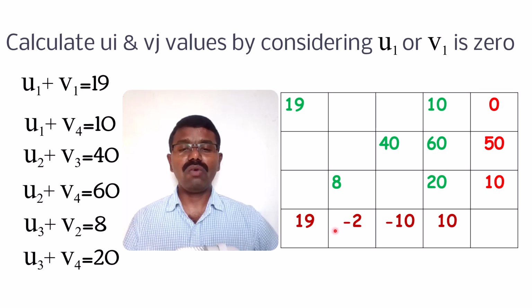Then you want the v3 value. This is the equation for v3. That is u2 plus v3 is equal to 40, and the u2 value is 50. So v3 is equal to 40 minus 50, that becomes minus 10. So this v3 value will become minus 10. So this is how we achieve u1, u2, u3 as well as v1, v2, v3 and v4 values. Once you get all these values with the allocated cells, then we will go further.